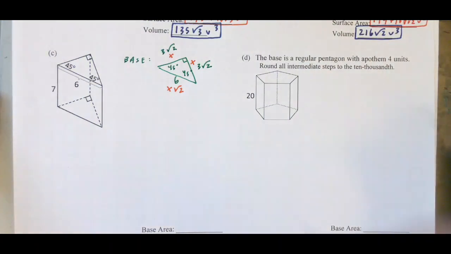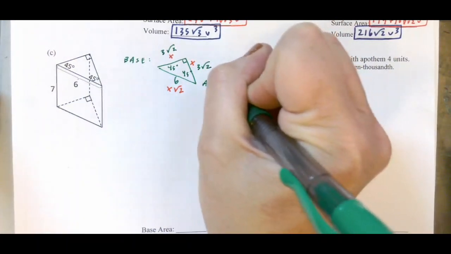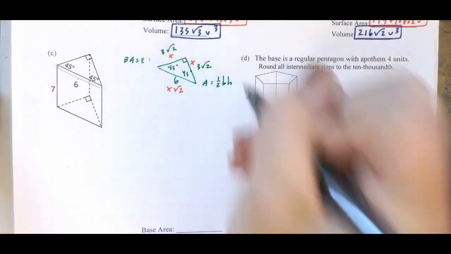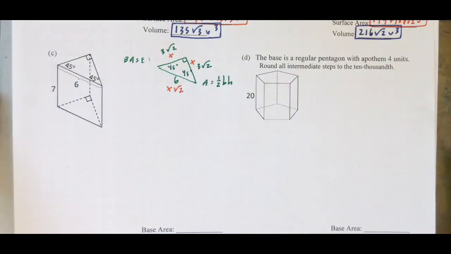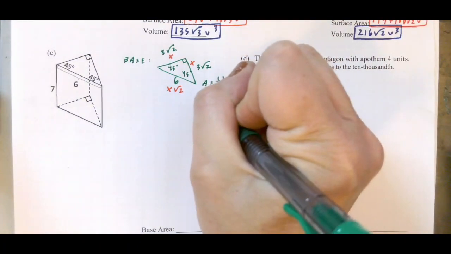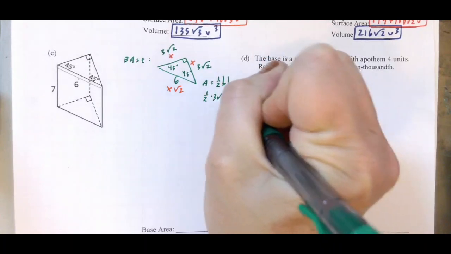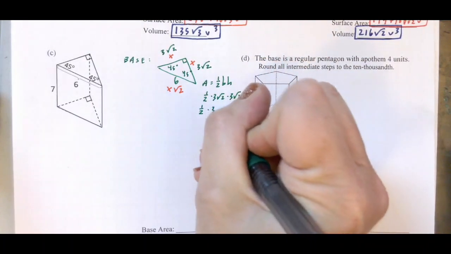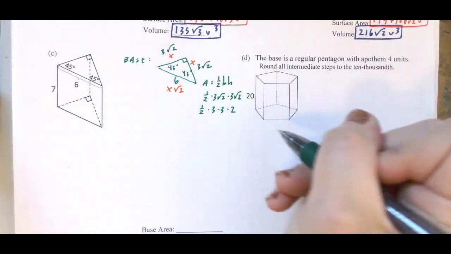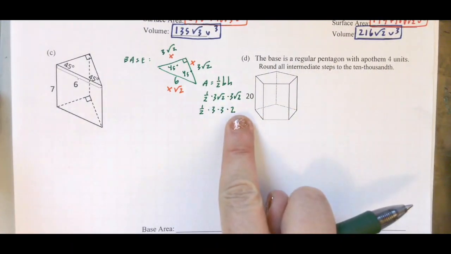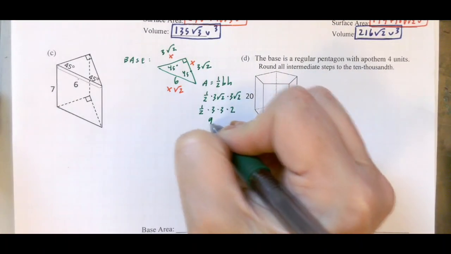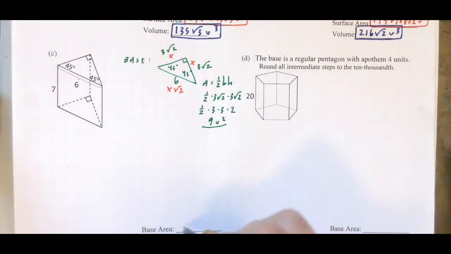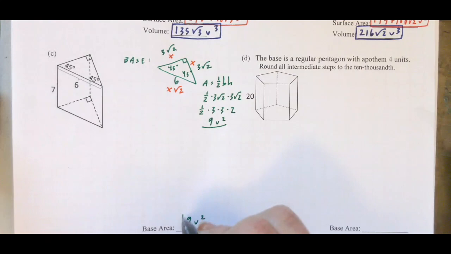Now for any right triangle, I can always use the two legs, the perpendicular sides, as my base and my height. So half of 3 root 2 times 3 root 2. That's like saying half of 3 times 3 times 2. Half of 2 is 1. So really just 3 times 3. My base is 9 square units.